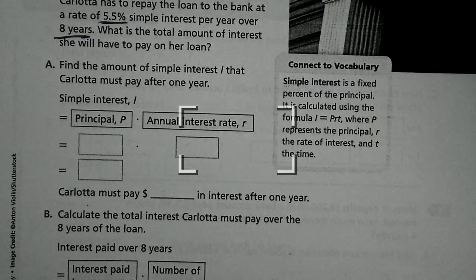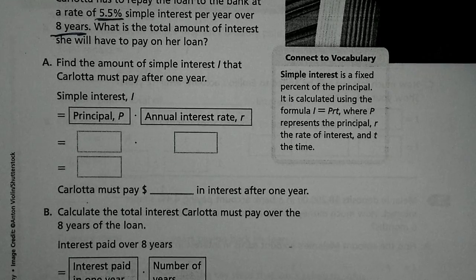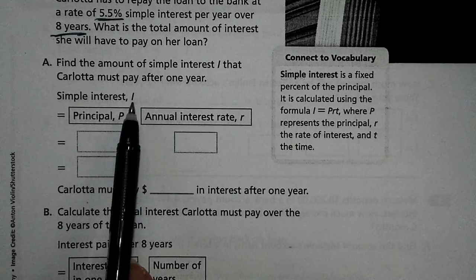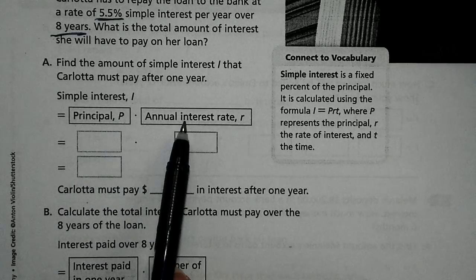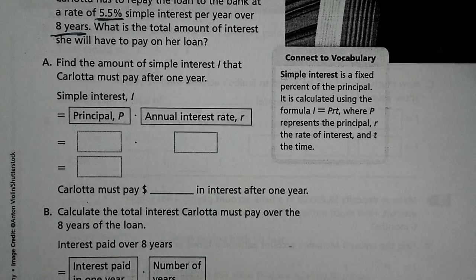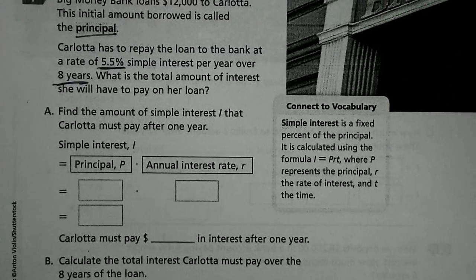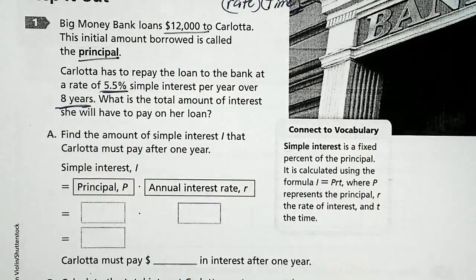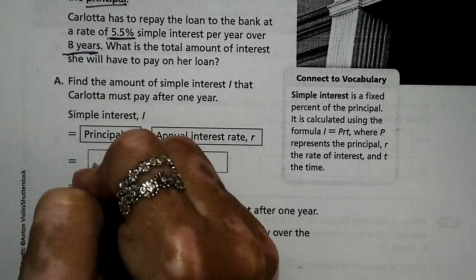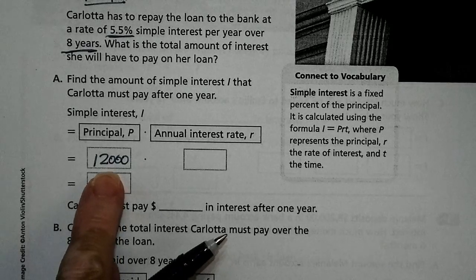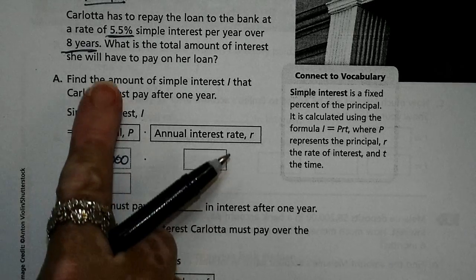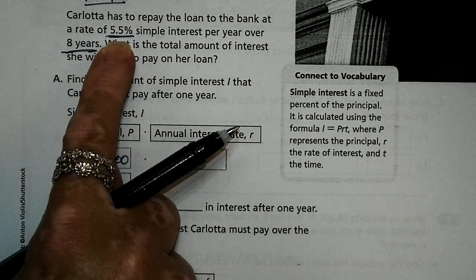Find the amount of simple interest that Carlotta must pay after 1 year. So simple interest, which is I, equals the principal, which is P, we've talked about, times the interest rate, which is R, and then usually times time. All right, so how much did she borrow? She borrowed $12,000, so that's what we're going to put here. She borrowed it at a rate of 5.5%.